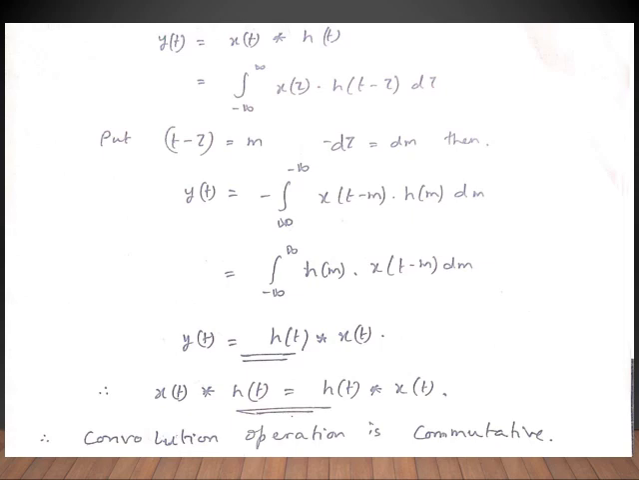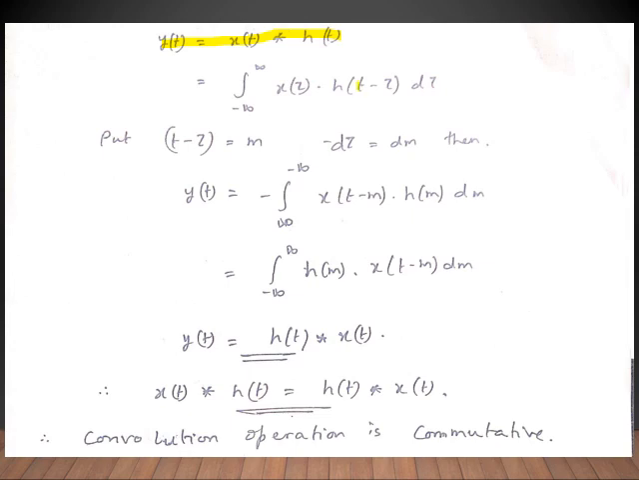Similar to the discrete case, we consider y of t, where x of t is the input and h of t is the impulse response. With respect to this, we know the convolution integral equation is the integral from minus infinity to infinity of x of tau into h of t minus tau d tau. The same substitution we did earlier for the commutative property in the discrete case is needed here.